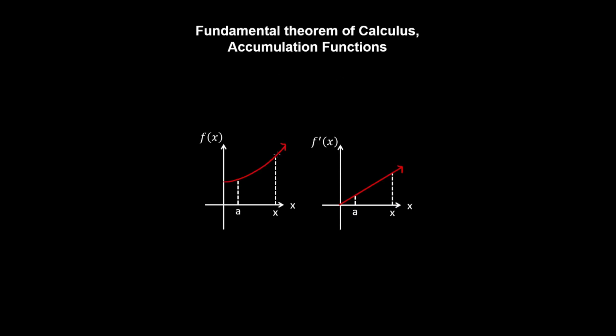If we have a continuous function that's differentiable, then the area under the rate function gives us the accumulation of change of that function over the interval from a to x. And this is represented by a definite integral. So in other words, f is the antiderivative of its derivative.